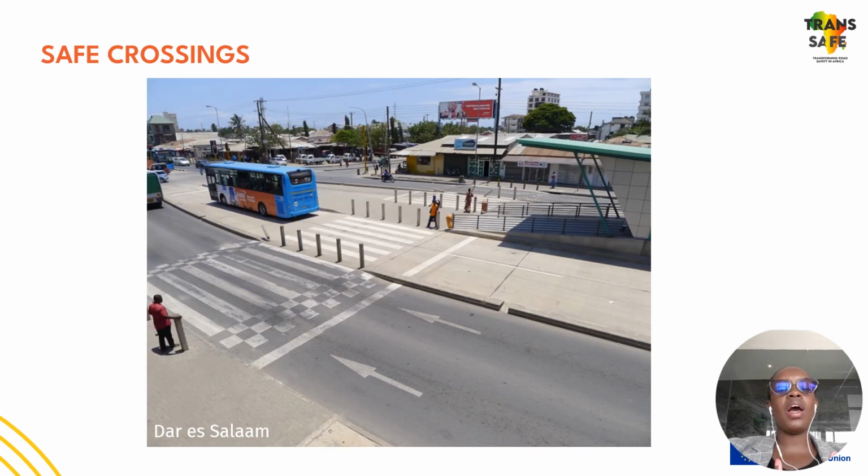We have safe crossings. When we think about pedestrians and footpaths, we also need to allow for safe crossing by pedestrians from one side to another. And this is a beautiful example in Dar es Salaam of a safe crossing provided. It is a raised crossing provided on a BRT corridor, and it is also universally accessible.